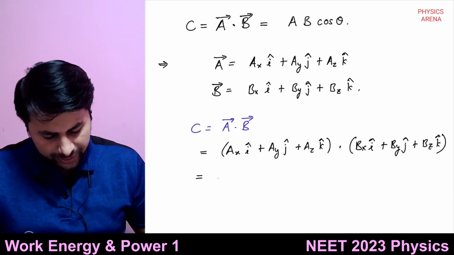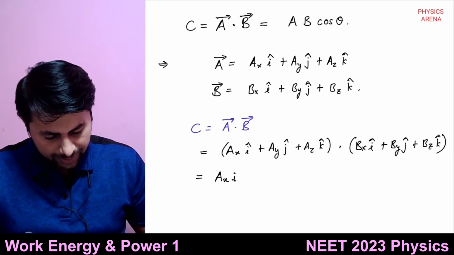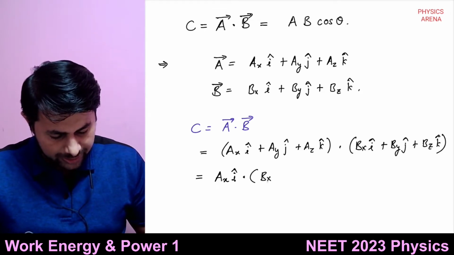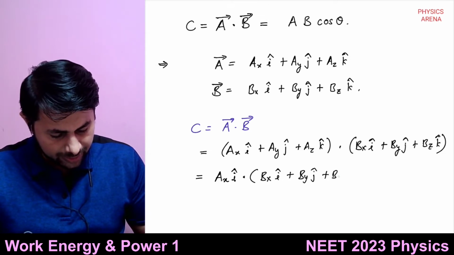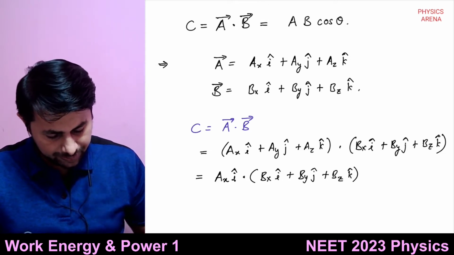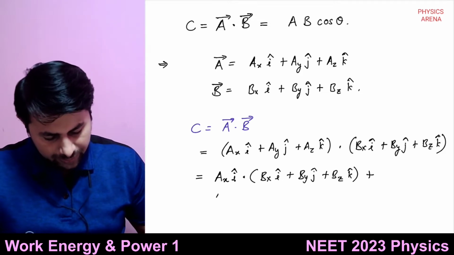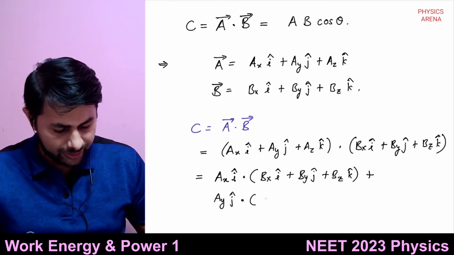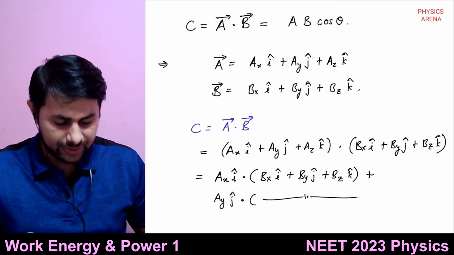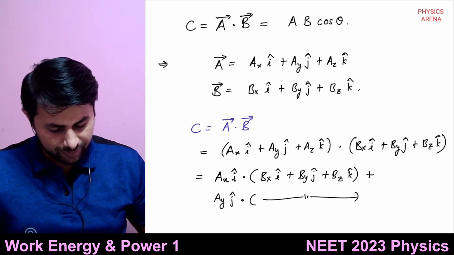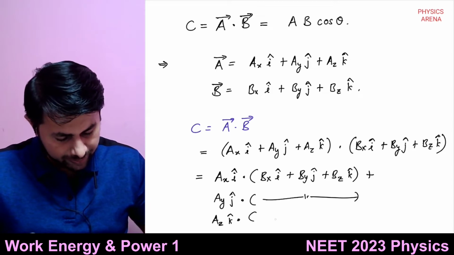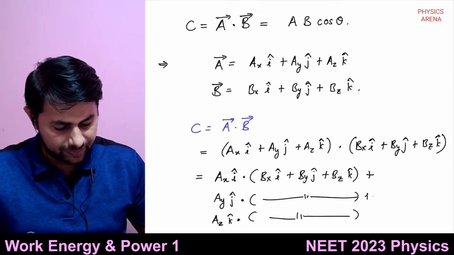Okay, so what do you get? Ax times i cap dot with bx times i cap plus by times j cap plus bz times k cap. Similarly, plus you have ay times j cap dot with what? The same thing, bx times i cap plus by times j cap plus bz times k cap, and you have az multiplied by k cap dot product with the same bracket.